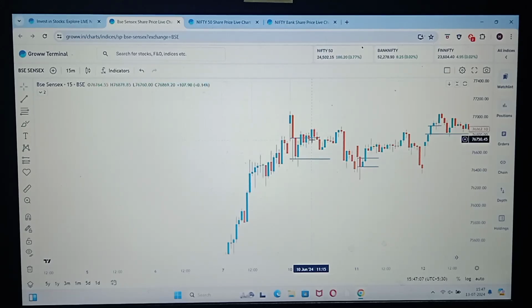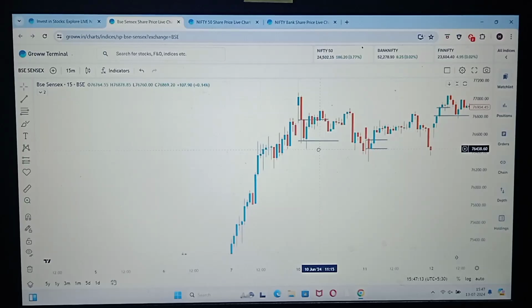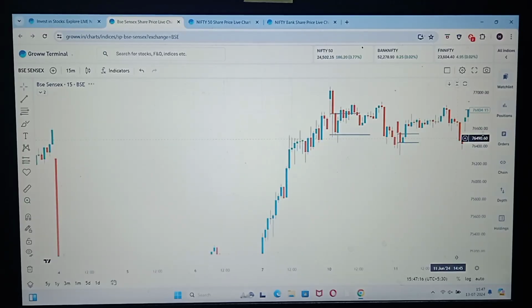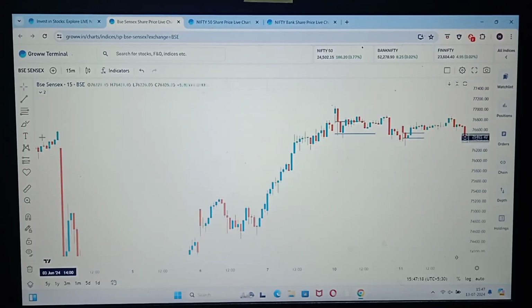Again we got a chance here, 76,776, again 40-50 points we got to steal here and book our positions in profit for the day.